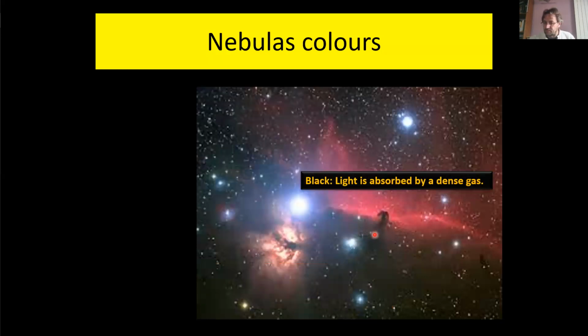Okay, and then black is, of course, when everything is absorbed. The light that is produced behind can't make it through in itself. It doesn't shine in the optical, but if we would look in the infrared or microwaves, we might still see something. The star nebula, obviously, very dense. Very dense means loads of gas, loads of material. This is really where the stuff goes on.